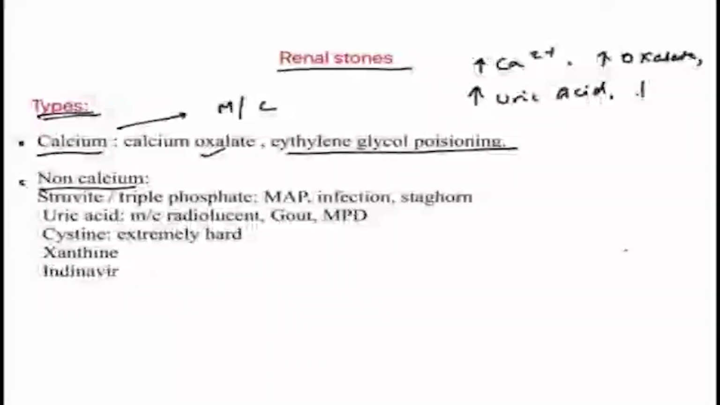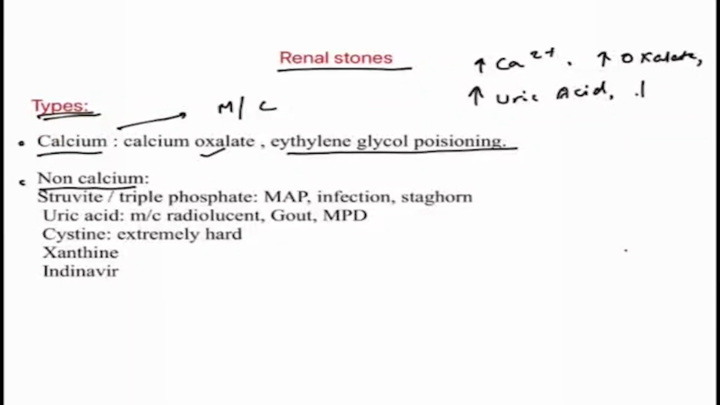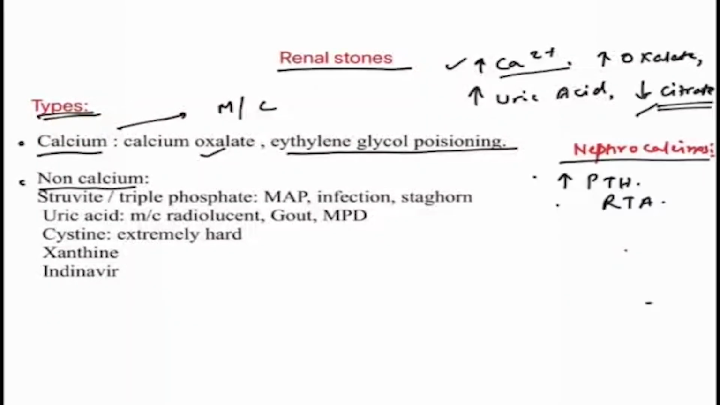So urolithiasis is stones in the urinary tract, and nephrocalcinosis is stones in the renal parenchyma. And nephrocalcinosis is because of increased parathyroid hormone or renal tubular acidosis. Now coming to the non-calcium stones, these are of many types. One is struvite or triple phosphate stone. Another one is uric acid stone, then cystine stone, xanthine stone, and indinavir stone.